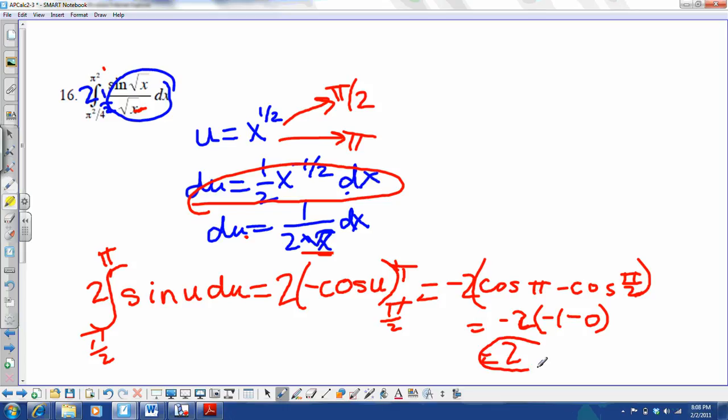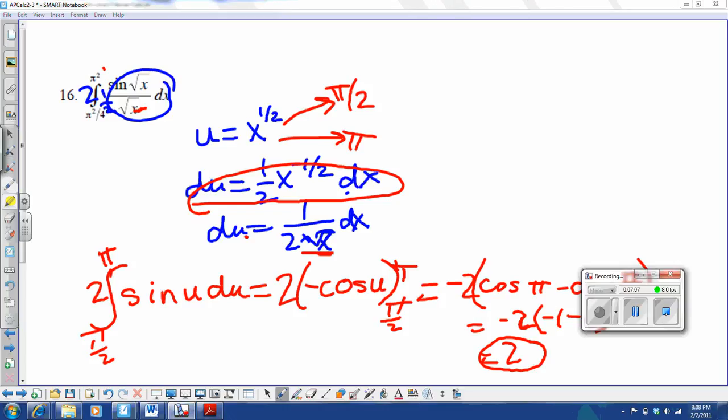Again, always make sure you check your answer using the calculator. In the next recording that I'm going to do, I want to go over the last few problems from the packet.